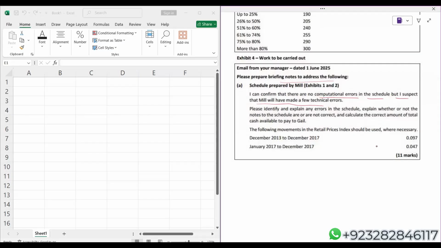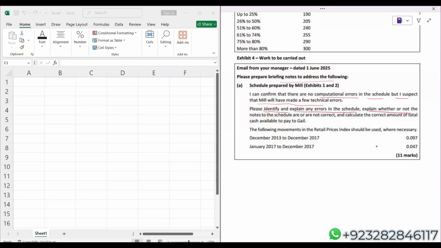For example, the value should have been, let's say, 4,000, but you have written different than this, number one. For example, you should not have applied a tax rate on any XYZ value, but you have applied the tax rates. So things like that. But as far as plus minus is concerned, everything is okay. Please identify and explain errors in the schedule. Now there are two things. You have to identify and then explain the errors in the schedule.